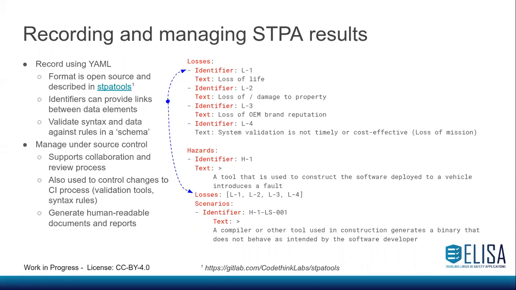So, for example, in STPA, every hazard needs to reference a loss, and every unsafe control action needs to reference a hazard. So we can use the tools to check that exists and confirm when our analysis is consistent and complete. And because YAML is only partly human readable, we can also use it to generate human readable reports, so that our safety assessors in particular didn't have to struggle through YAML, and they could just read a nicely presented PDF.